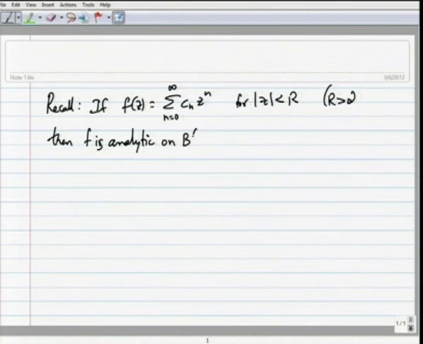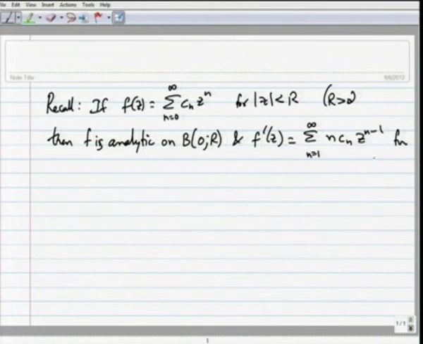on B 0 r, and f prime of z has the form, n equals 1 through infinity, n C n z power n minus 1, for mod z less than r. I apologize, the sum starts at n equals 1. So, the differentiation of the power series is differentiating it term by term and then summing up within the radius of convergence. So, that we have seen last time.